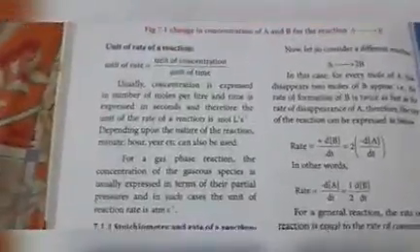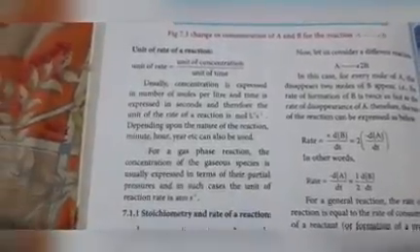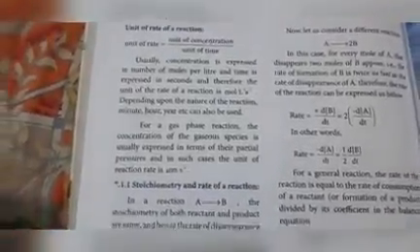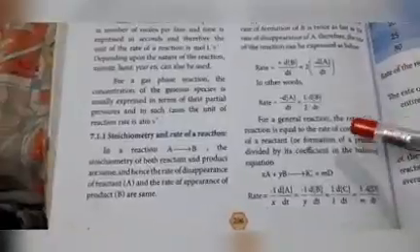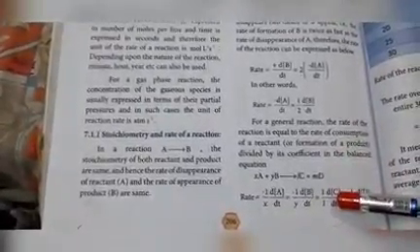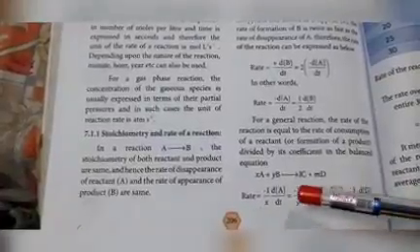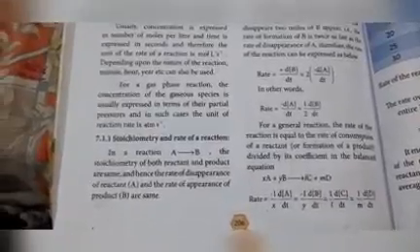And next one, unit: moles per liter per second and atmosphere per second. And stoichiometry and rate of the reaction. From this topic also we can understand how to write the rate of the reaction for a given reaction. They will give one reaction. From this reaction we must know how to write the rate of the reaction: change in concentration of the reactant or product divided by time taken. So that concept only.